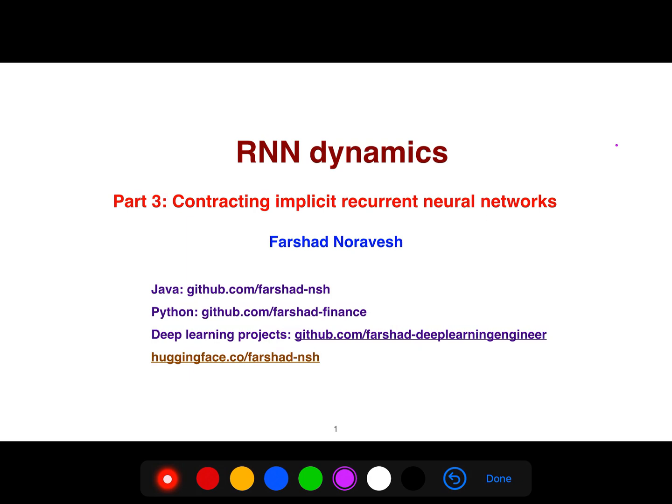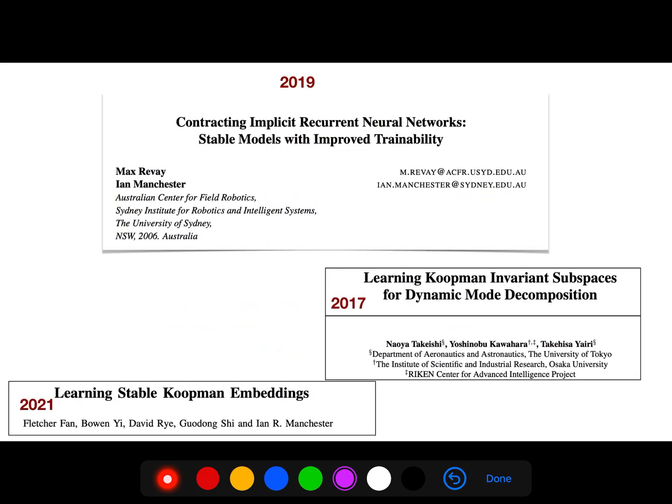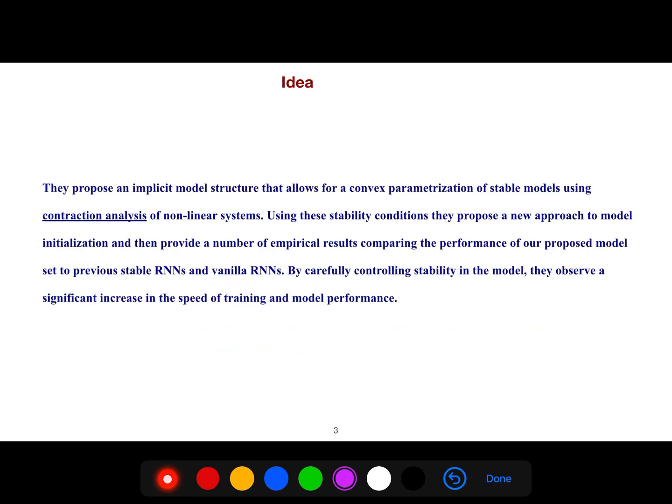Now I want to talk about contracting implicit recurrent neural networks. This article from 2019 proposes an implicit model structure that allows for convex parametrization of stable models using contraction analysis of nonlinear systems.